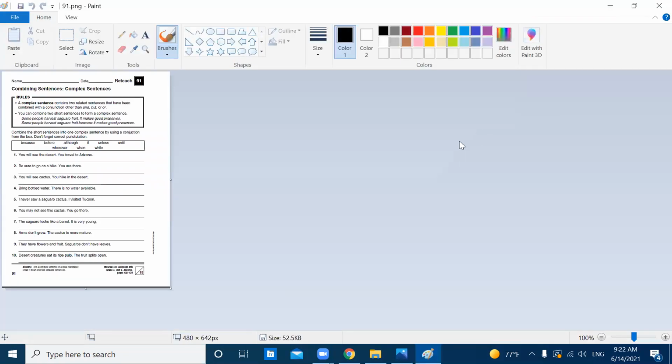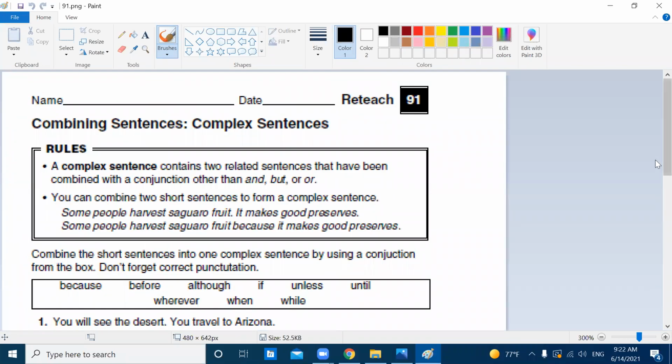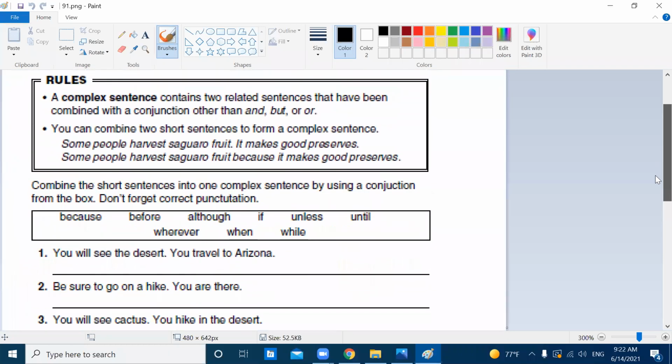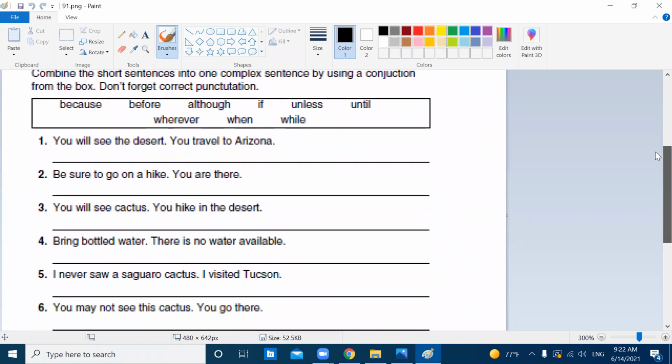Okay. Thank you, Hamza. Hamza, why don't you read the first one? You will see the desert. You travel to Arizona. You will see the desert when you travel to Arizona. Okay, very good. We can use, you will see, I'm going to just write the conjunction so that maybe we can try to get through it. Oh, no, I can't. It says correct punctuation. So I want to make sure that everybody has correct punctuation.